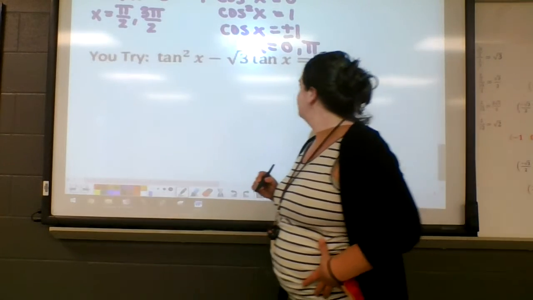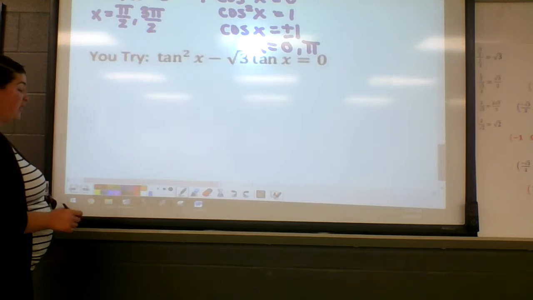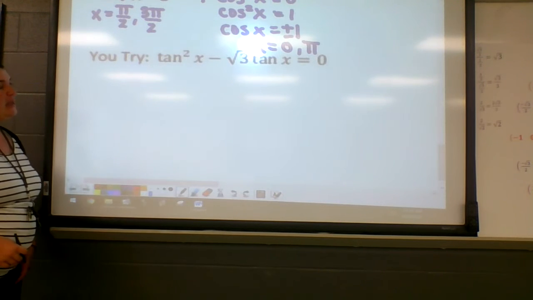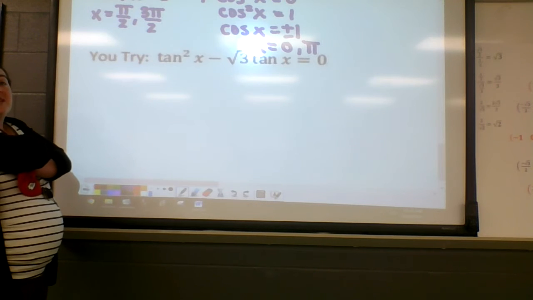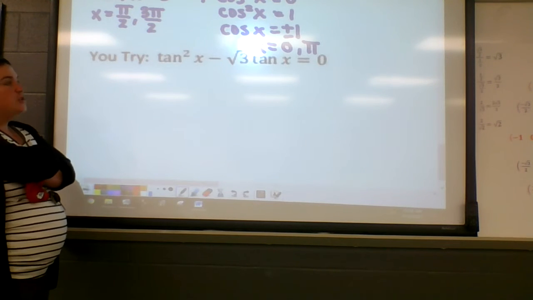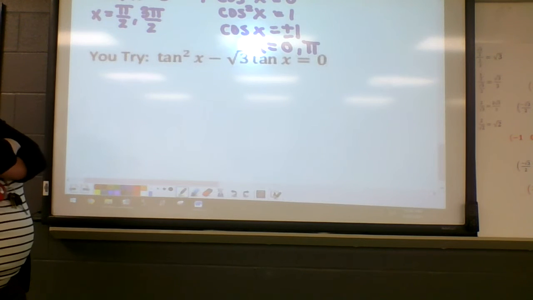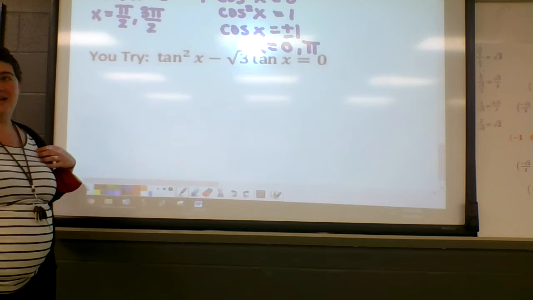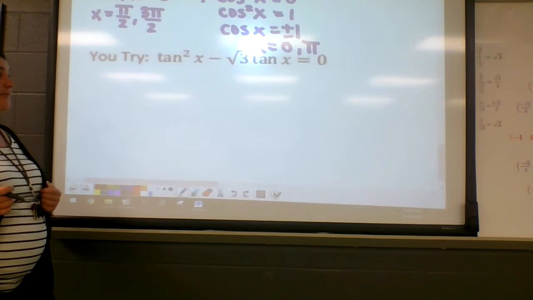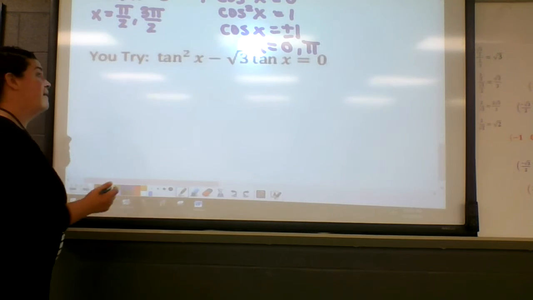Yeah. All right. Taking a look, we have tangent squared of x minus the square root of 3 tangent of x equal to 0. Now, whenever you factor, it has to be set equal to 0. So they really kind of helped us out and got us started on that, didn't they? Now, looking at this, are we going to use a big X to factor, or can we just use a greatest common factor? Greatest common factor. If there's only 2 terms, you're going to want to go with a greatest common factor.